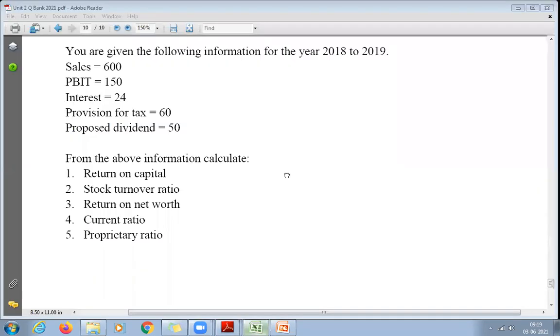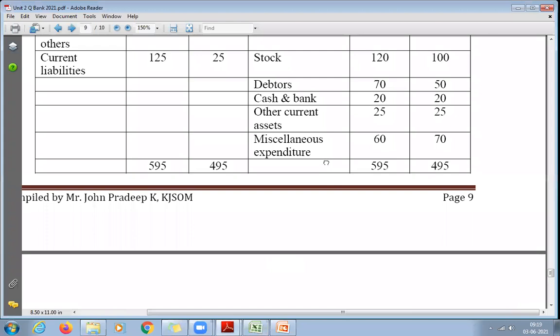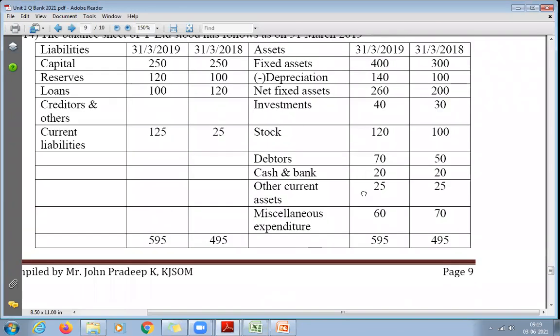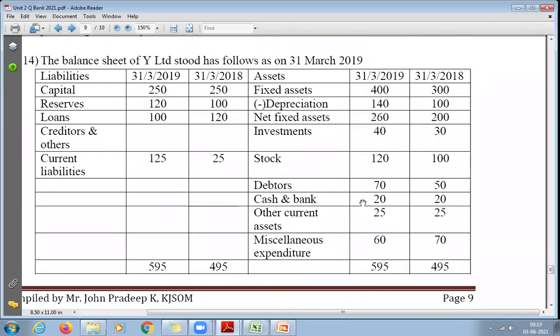And how much is the average stock? 110, sir. How did we get that 110? Sir, 100 plus 120 divided by 2. Yes, in this question I have given you 2 years of data, so wherever you need to calculate averages, you can comfortably do so. He has given us opening stock, 100, and closing stock is 120.